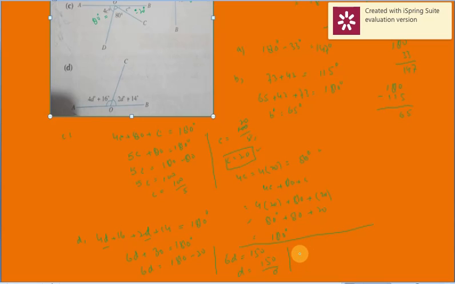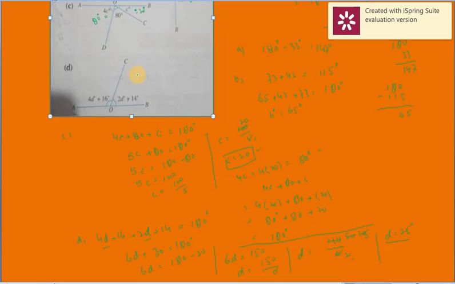So D is equal to 150 upon 6. 6 times 2 is 12, 3 left, 6 into 30 is 5 times, 25. So D must be equal to 25 degrees.